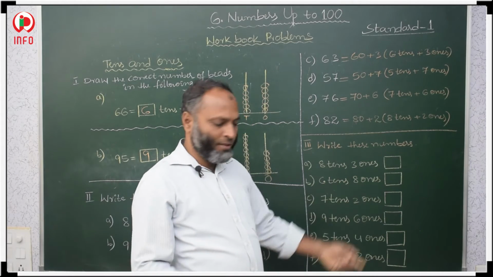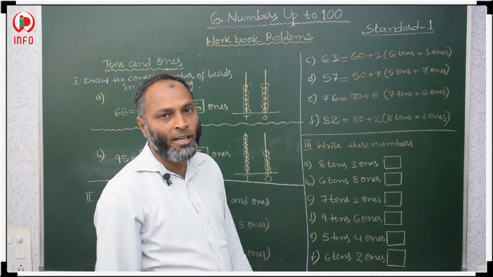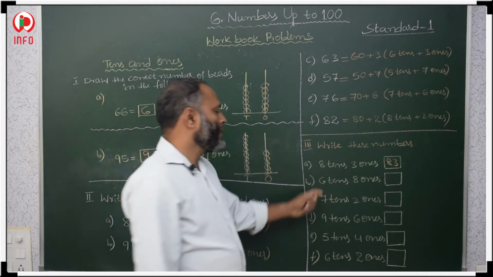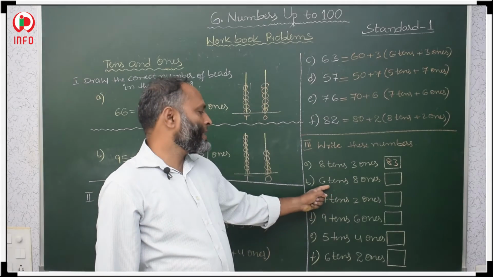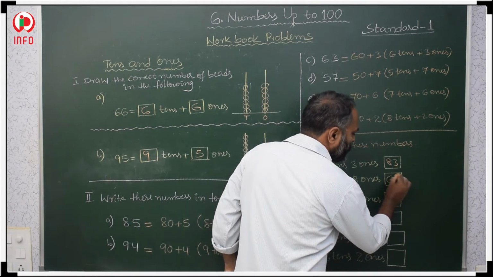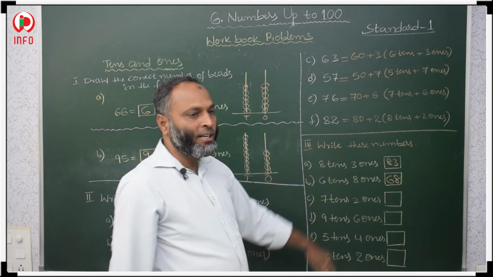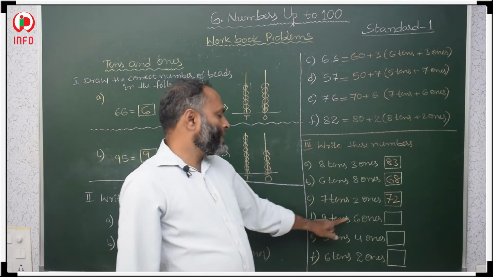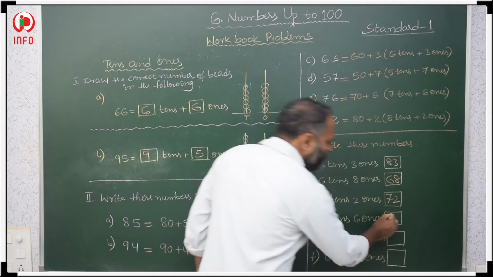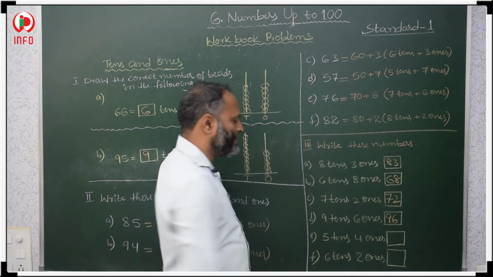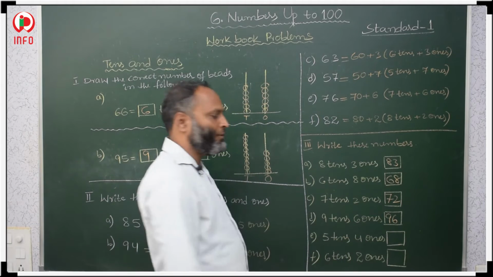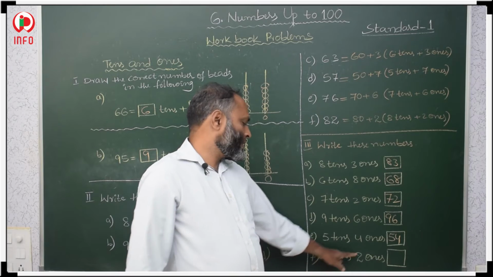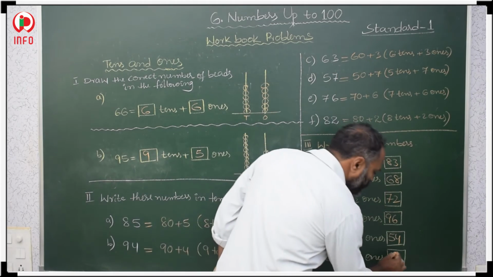8 tens and 3 ones. What is it? 8 tens, 3 ones, 83. 6 tens and 8 ones, 68. 7 tens and 2 ones, 72. 9 tens, 6 ones, that is 96. 5 tens, 4 ones, 54. Then 6 tens, 2 ones, that is 62.